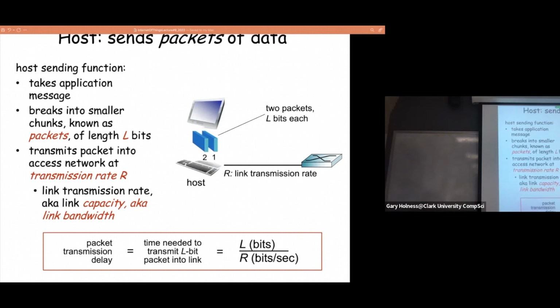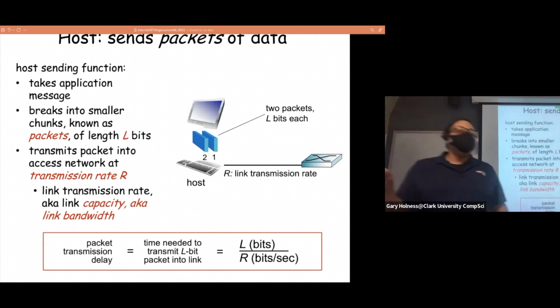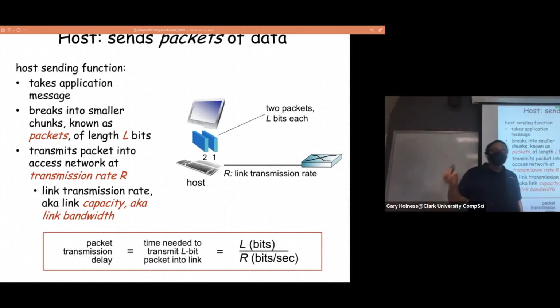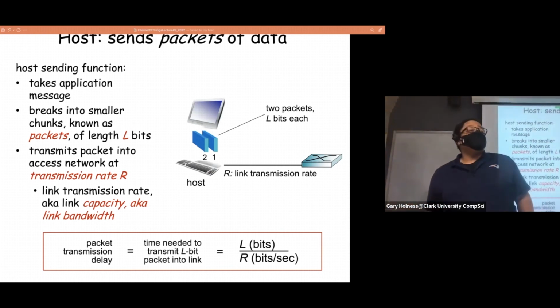One of the sources of delay is the so-called transmission delay. How long does it take to encode your ones and zeros for each packet into signal energy on the wire, one packet at a time? Any questions about this? Does that make sense? For those who haven't taken networking.